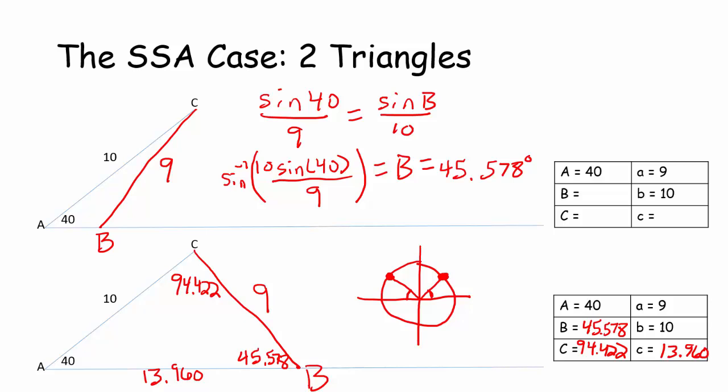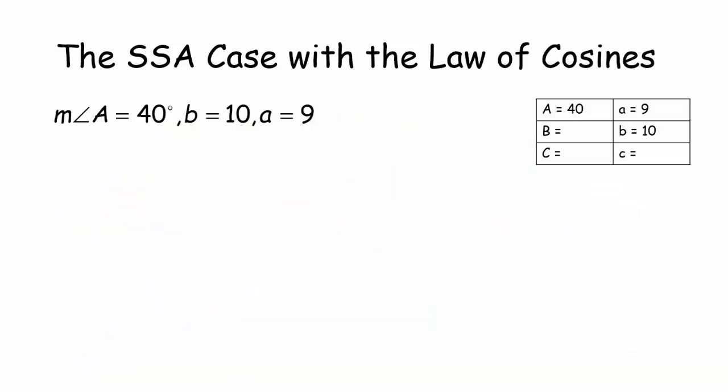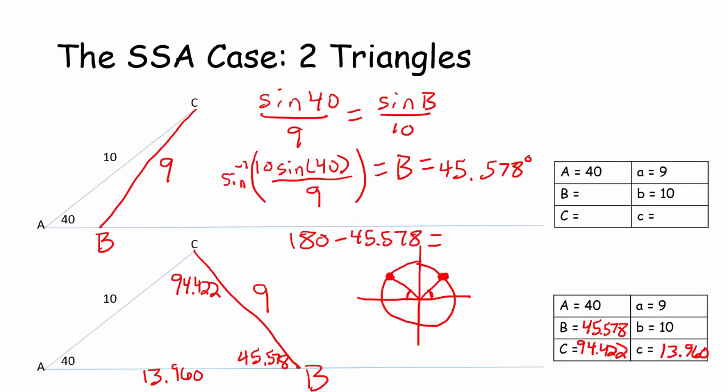So then we have to think about, okay, what is that other possible angle? And luckily it's pretty easy to find. It's just going to be 180 minus 45.578, which is 134.422 degrees. So that is that angle B right there.